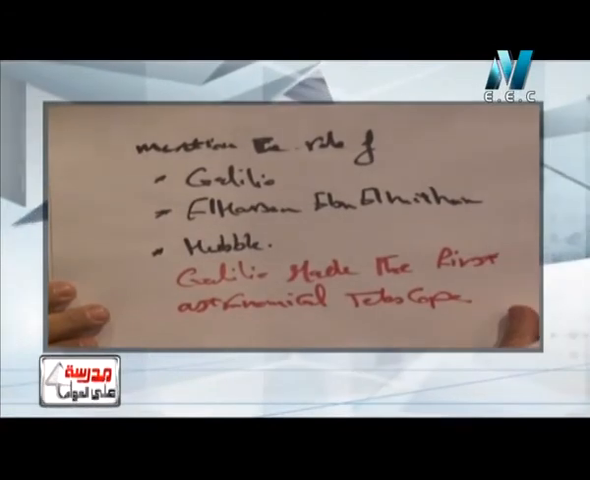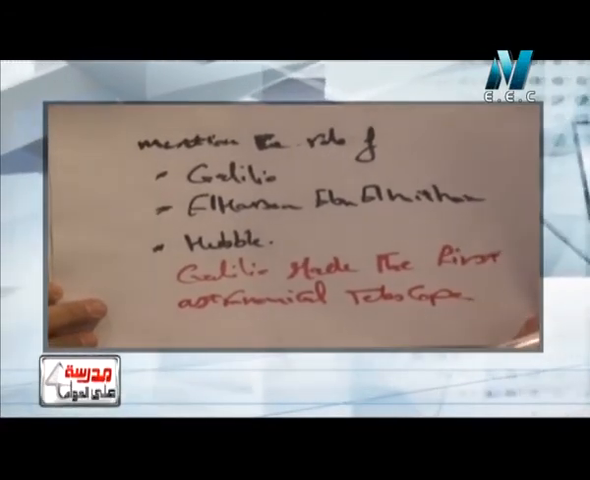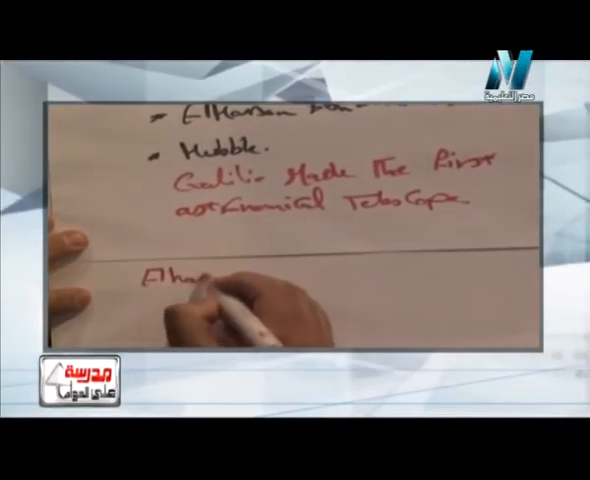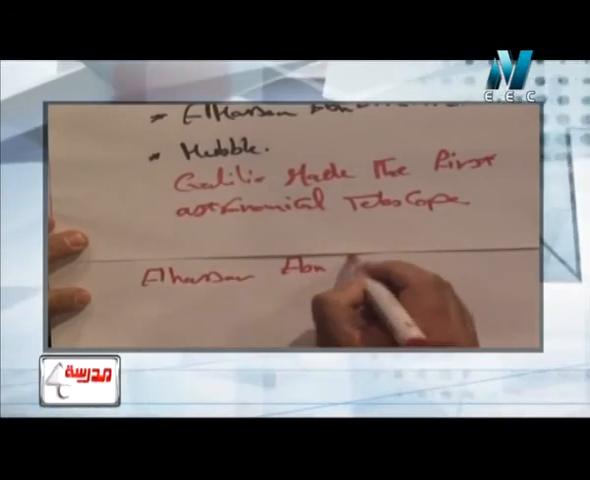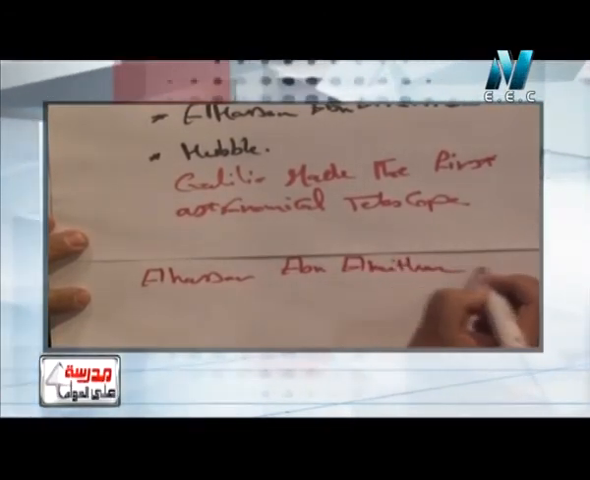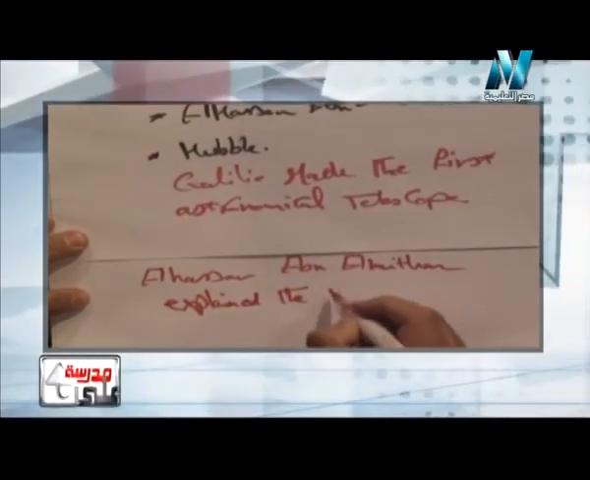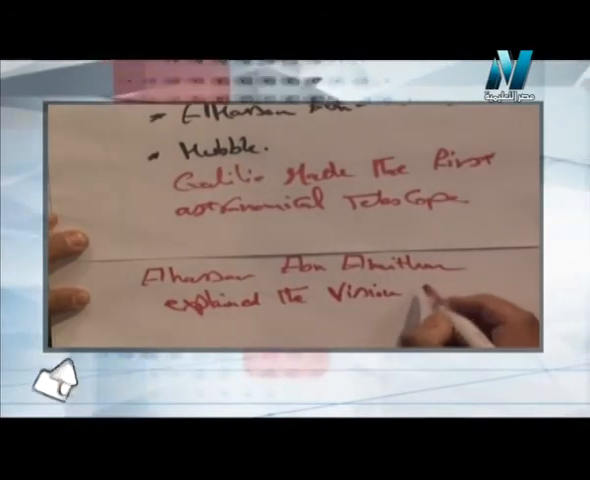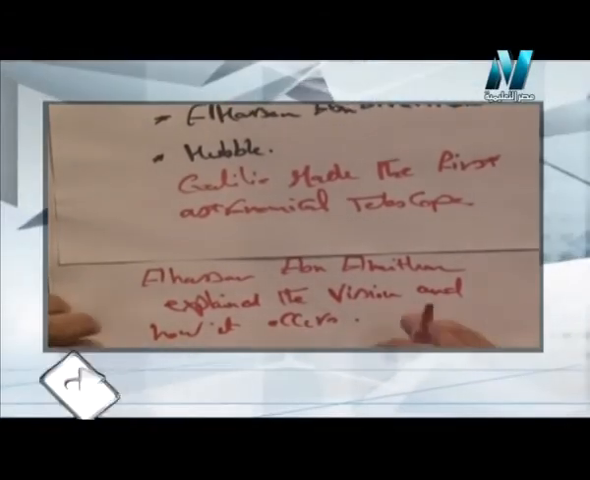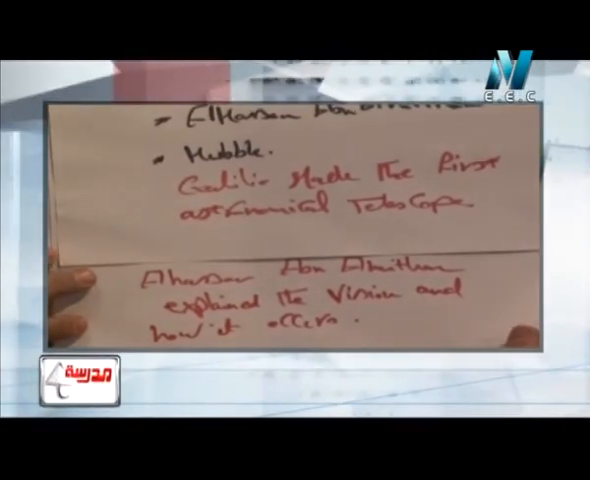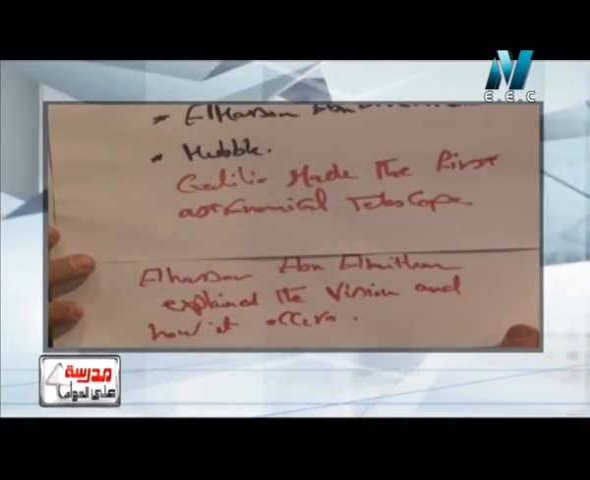So what about Hassan al-Haytham? Hassan al-Haytham didn't make any telescope, but he explained the vision. So we can say that Al-Hassan ibn al-Haytham explained what? He explained the vision and how it occurs. Okay, so what about Hubble telescope? We know that Hubble made the first telescope that can rotate around the Earth at a height of 600 kilometers.